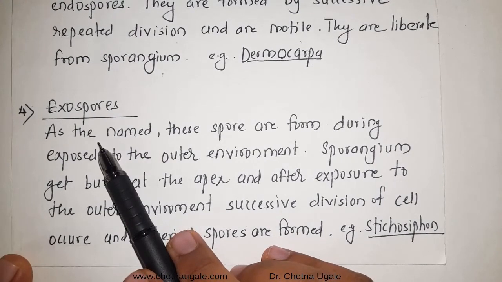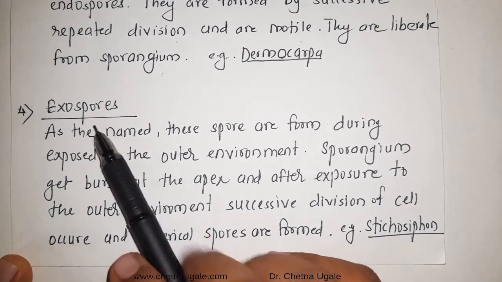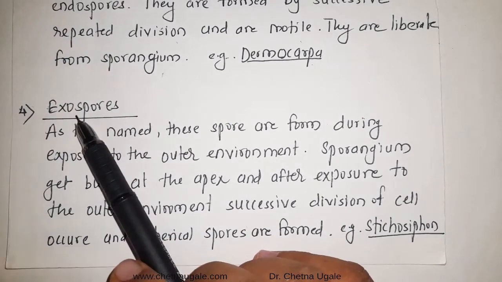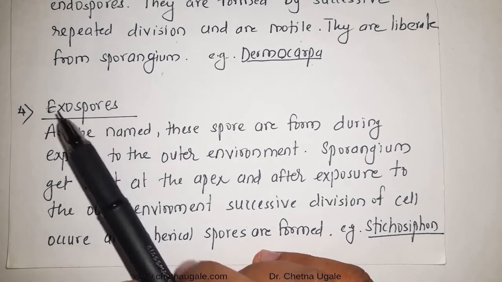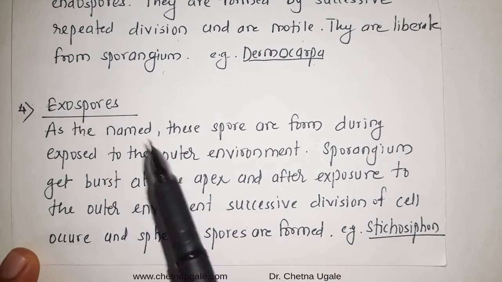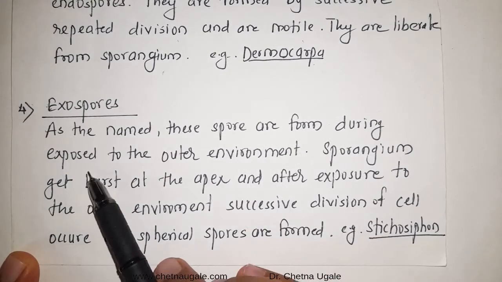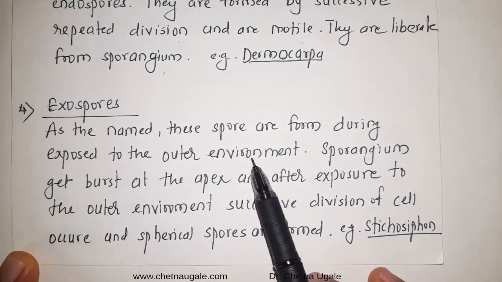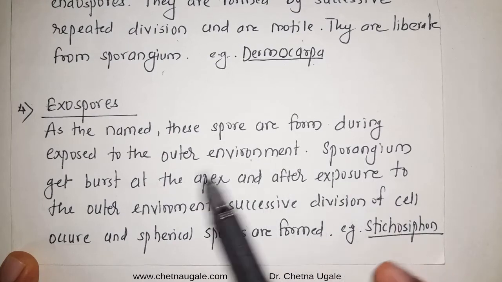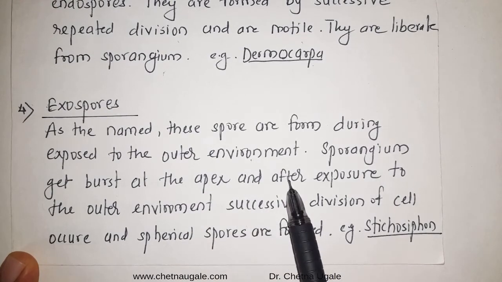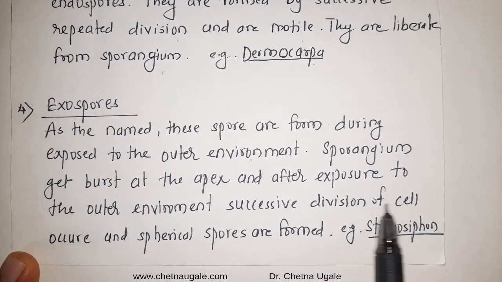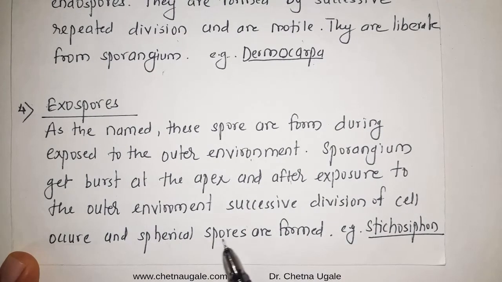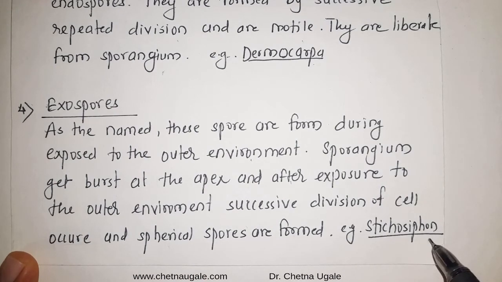Then the next type of the asexual reproduction is the exospore. Exospores, as the name indicates, exo means outside. The spores are formed after exposure to the outer atmosphere. The sporangium bursts at the apex, and after exposure to the outer environment, successive division of a cell occurs and spherical spores are formed. The example is stichosiphon.